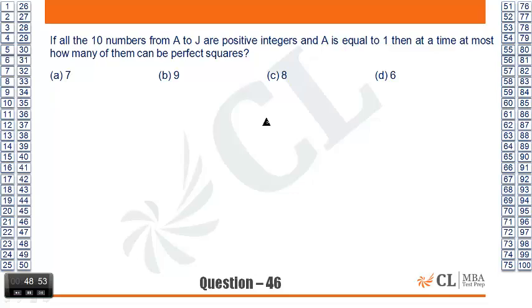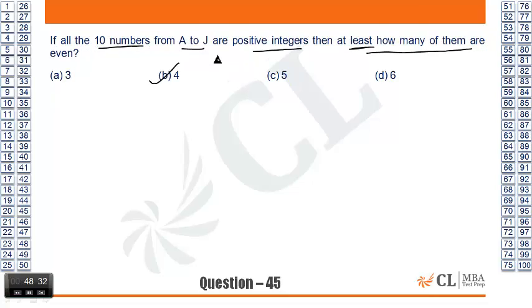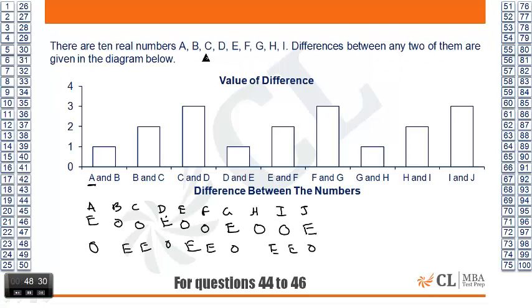Not bad. Second one: if all 10 numbers are positive integers, A is equal to 1, then at most, how many of them can be perfect squares? All are positive integers, which means they are all natural numbers, can't be 0. They're all natural numbers. A is equal to 1. Let's give it a shot.